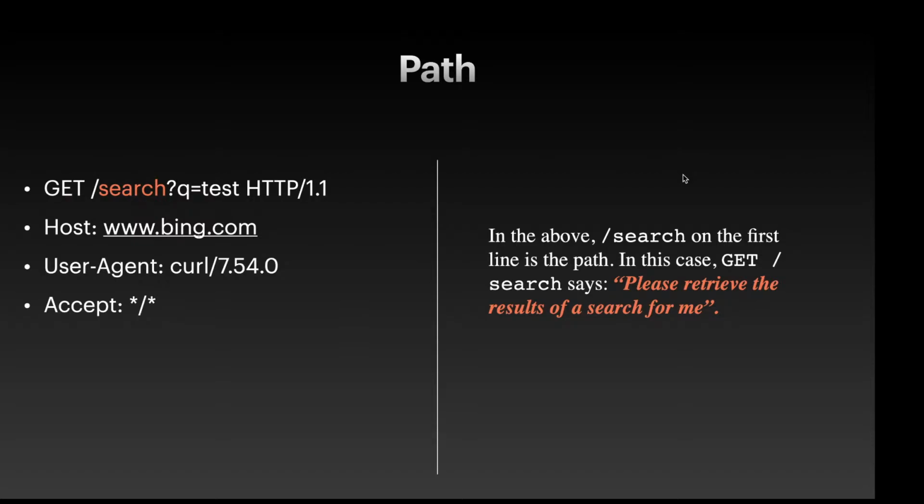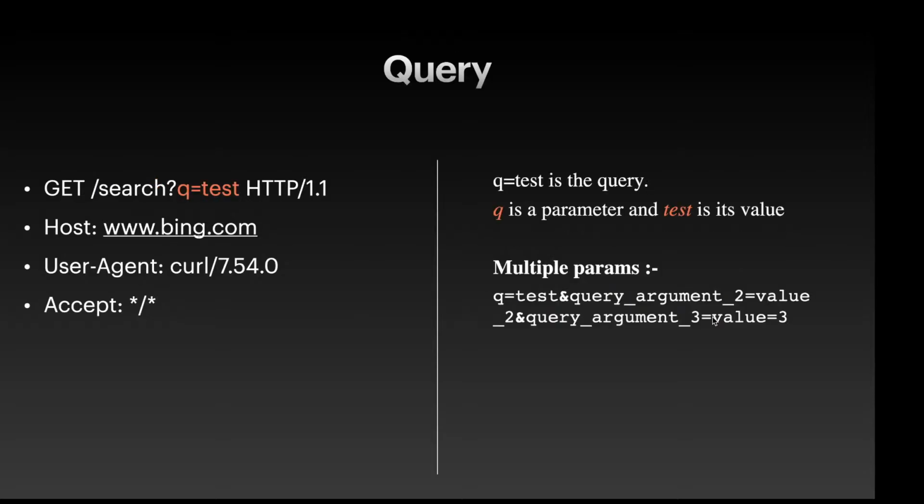Next is the path. In the path, you can see over here after the GET request, slash something. That can be a directory or an HTML page. So in the above, slash search on the first line is the path. In this case, GET /search says please retrieve the results of a search for me. As I already said, it can be a directory or it can be an HTML page as well.